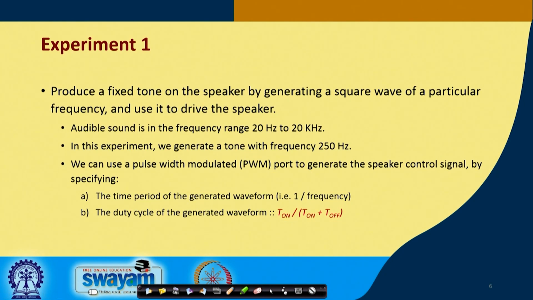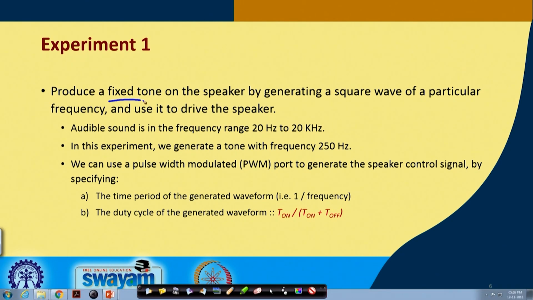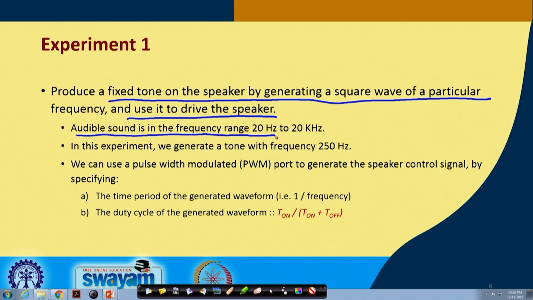As I told you, we will be doing a couple of experiments. The first experiment is to generate a fixed tone on the speaker, by generating a sound wave of a particular frequency, which we will use to drive the speaker. We all know that the frequency range for audible sound is 20 Hz to 20 kilohertz. In this experiment, we generate a frequency of 250 Hz, which will be audible to us.